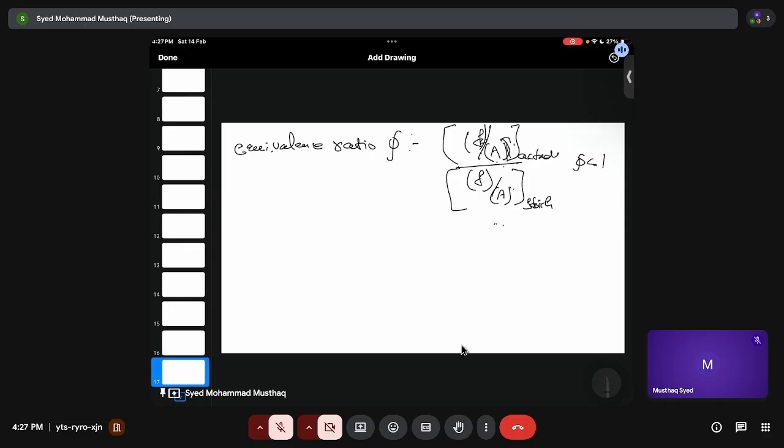And if I'm trying to increase fuel, right, then this value will increase. So then phi will be greater than 1, and that is called a fuel rich mixture, right? So this is one term that we define.